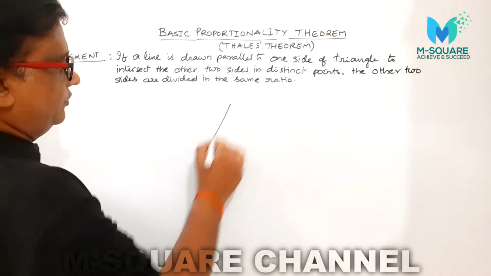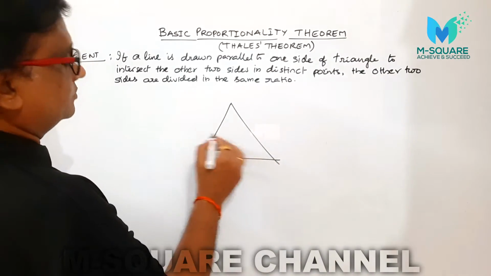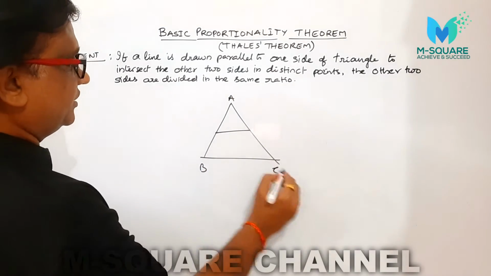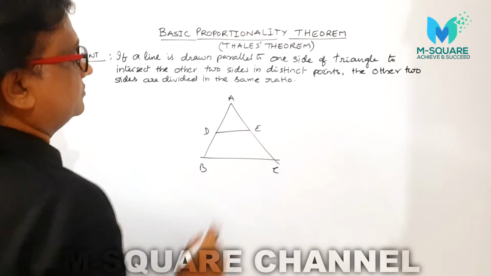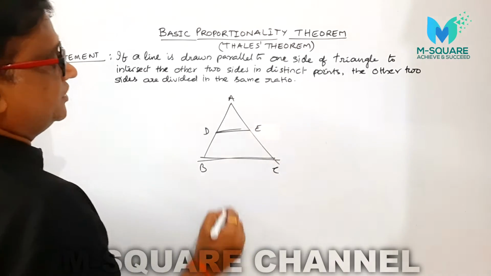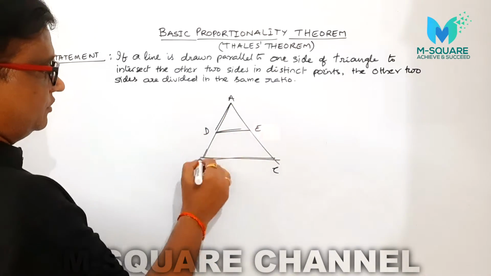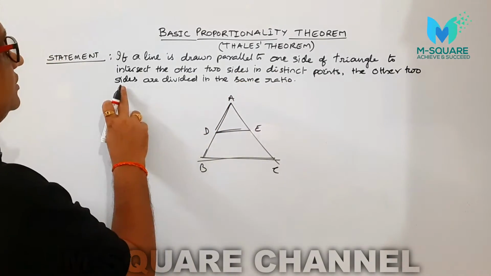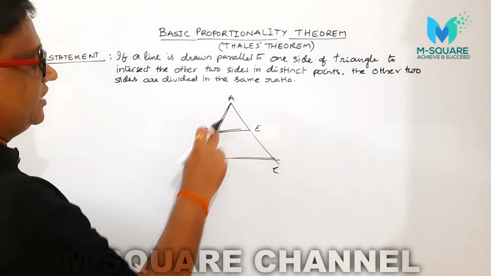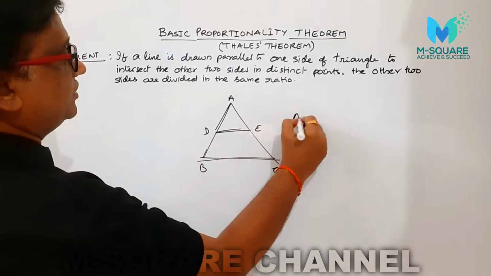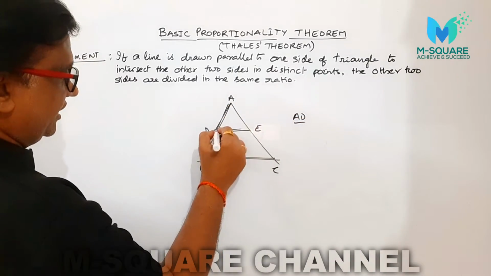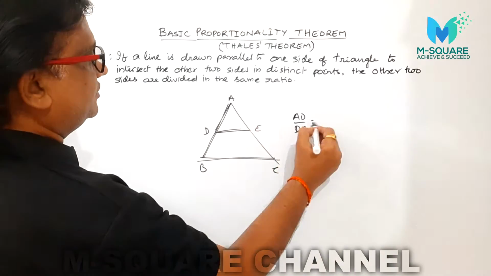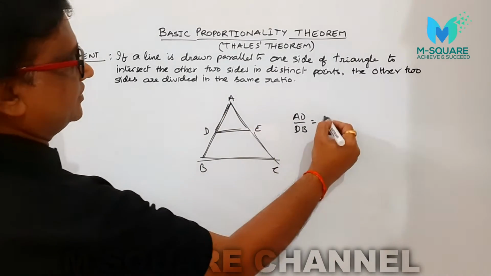That means if you draw a triangle ABC and a parallel line DE, where DE is parallel to BC, then the line intersects the other two sides at two points and they are divided in the same ratio. That means AD by DB is equal to AE by EC.